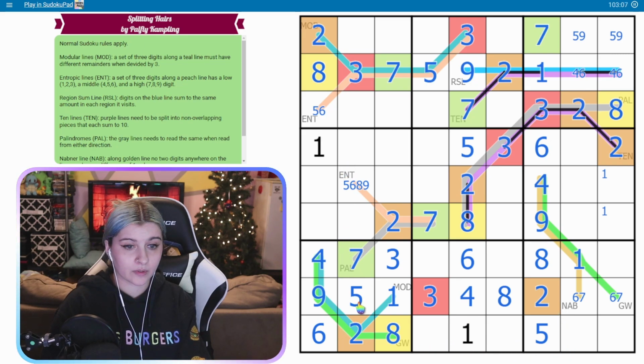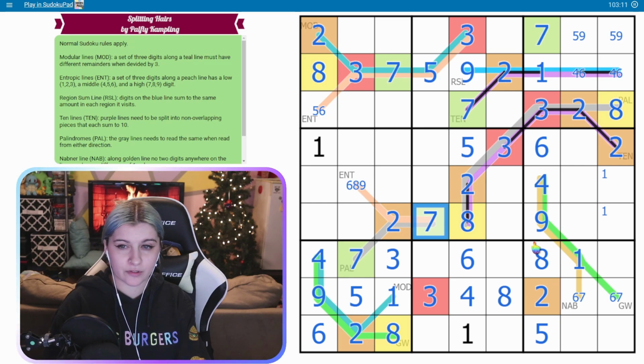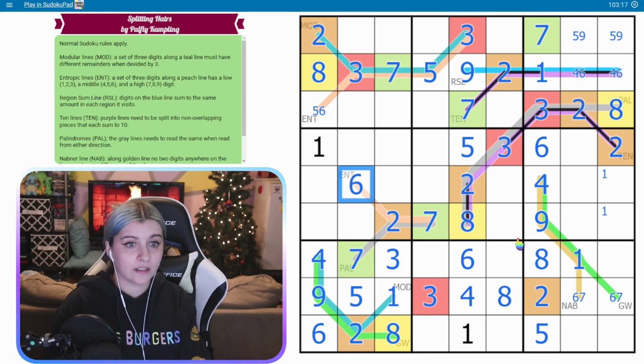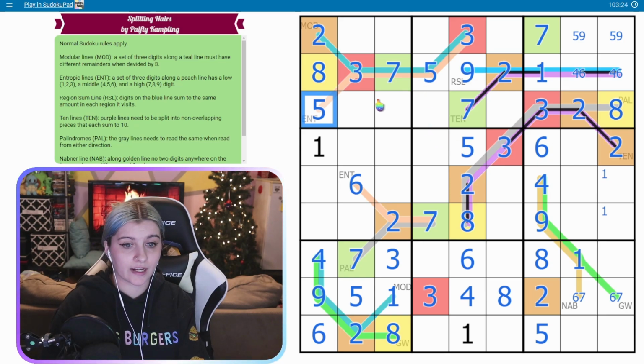Okay. What else did this give me? This can't be a 5. If this is a 7, this is entropic, which is 1, 2, 3, 4, 5, 6, 7, 8, 9. This needs to be a 4, 5, or 6. It sees a 4 and a 5, so it's going to be a 6. This is a 6, so this is a 5, which is fine for this line.